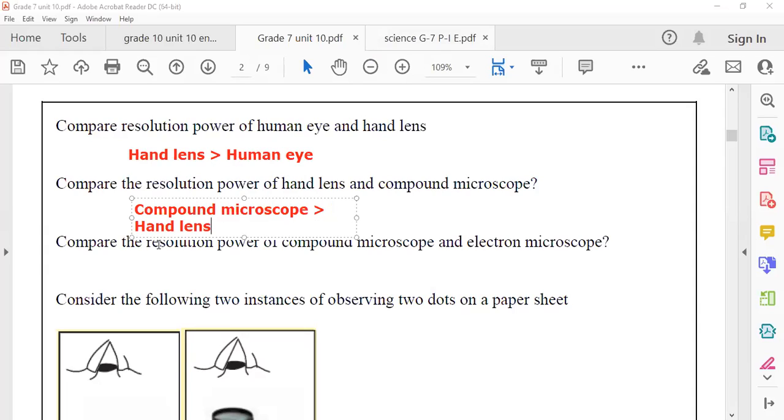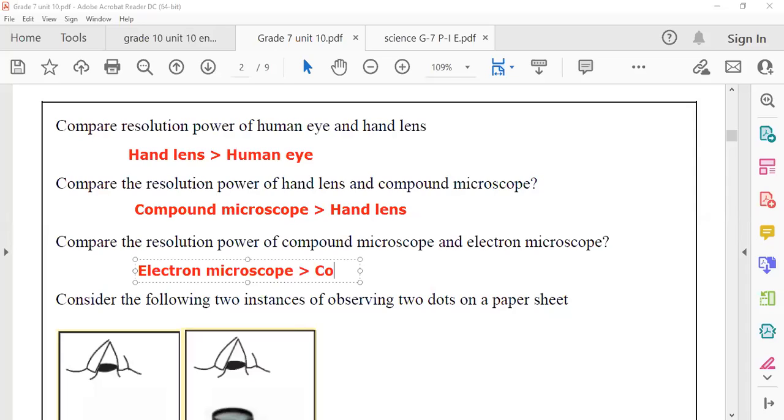Compare the resolution power of the compound microscope and the electron microscope. In that case, the electron microscope's resolution power is greater than the compound microscope. Clear? Good. So complete it.